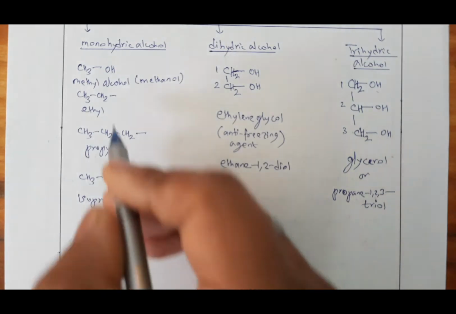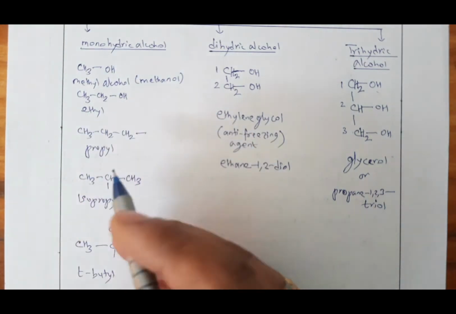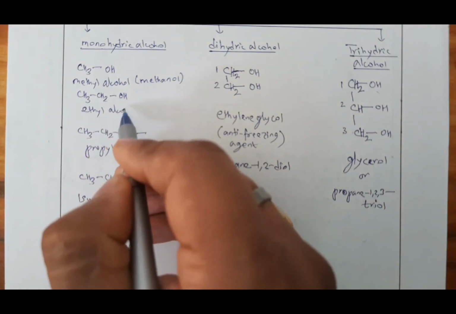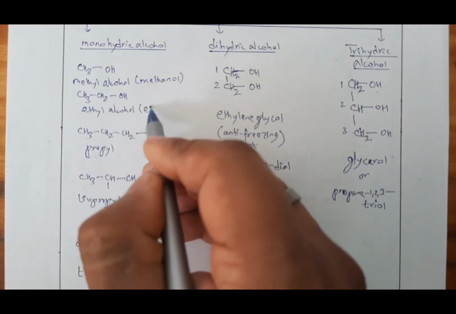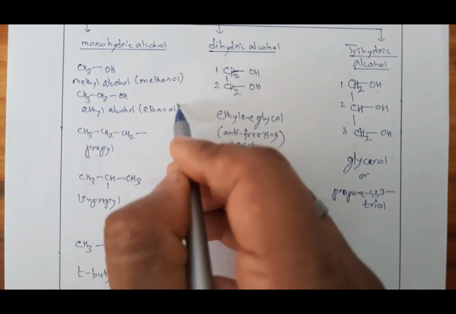Now this one, again if I add OH here, this is also a monohydric alcohol, because there is only 1 OH in the compound, and this compound is known by the name ethyl alcohol, whose IUPAC name is ethanol. Ethane means 2 carbon, and for alcohol we write ol.